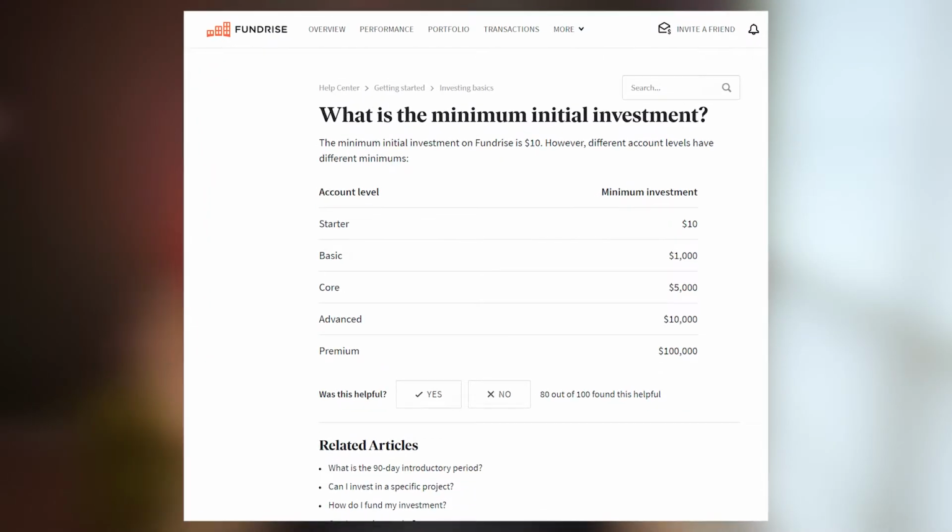Okay, let's analyze different features that I found while using Fundrise and RealtyMogul. The first question is, what is the minimum investment amount? Investors can begin with the Fundrise starter portfolio with just $10. In the case of RealtyMogul, you have to start with a minimum investment of $1,000. And this makes the barrier to entry for Fundrise and RealtyMogul very low.